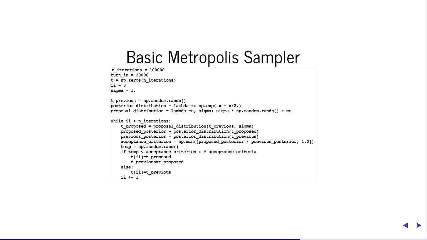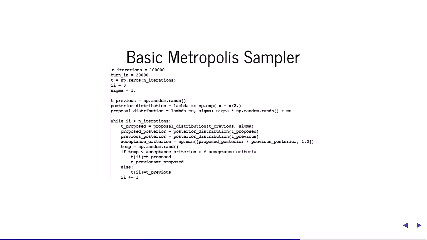So we just don't want to include them in our resulting posterior distribution. And these posterior distributions and proposal distributions are arbitrary. Whatever you want to capture in your model, you could design it that way.